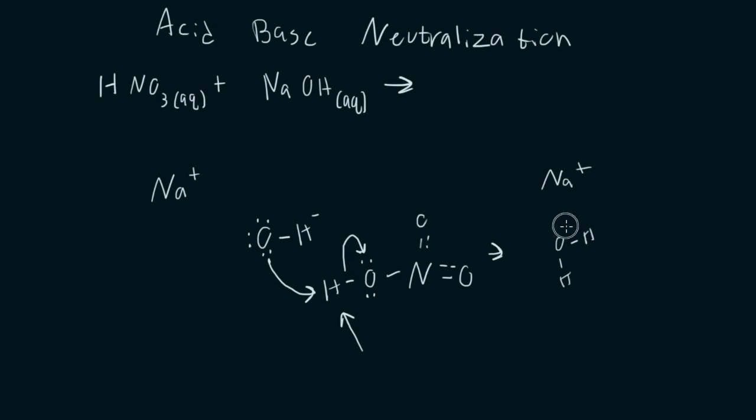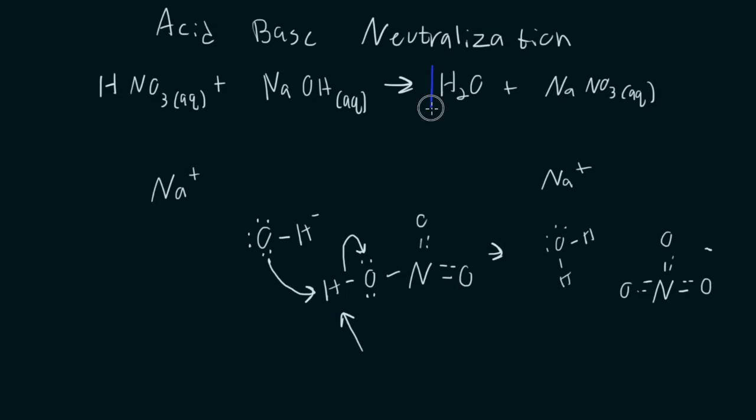And so what I end up with is an Na+, H2O, and an NO3-. That's my outcome of this reaction: an H2O plus NaNO3 in aqueous solution. So with neutralization reactions, hopefully you can see this pattern: we're always going to make one water, and then we're going to make some kind of ionic salt. So we're going to make a water and an ionic salt.